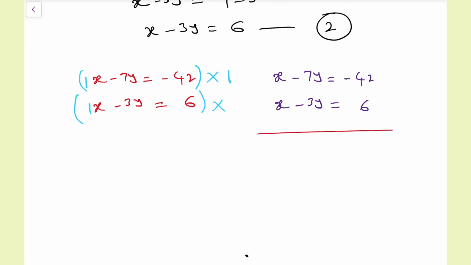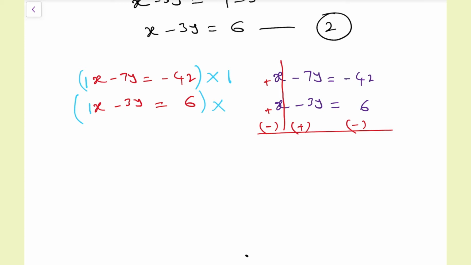In these two equations, before x nothing is there, which means plus. So both have the same symbol, and that is the reason we will do subtraction now. When we are doing subtraction, the symbols will change: plus will become minus, minus will become plus, plus will become minus. Plus x minus x cancel.